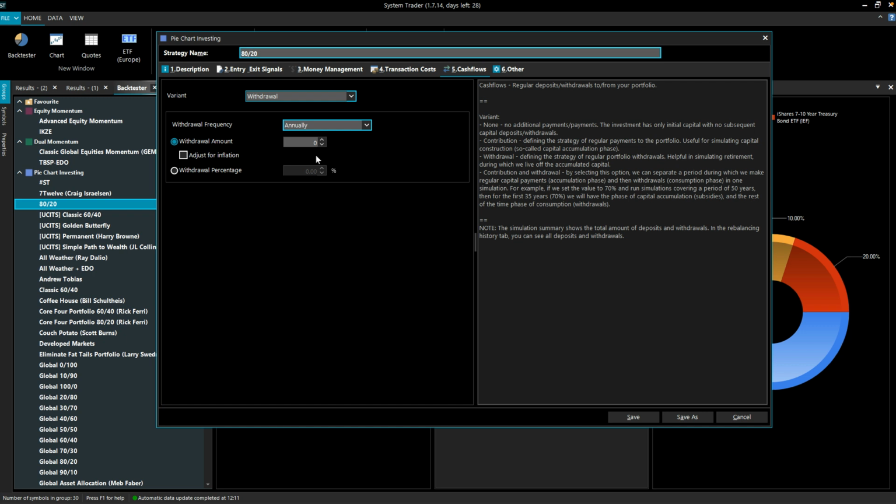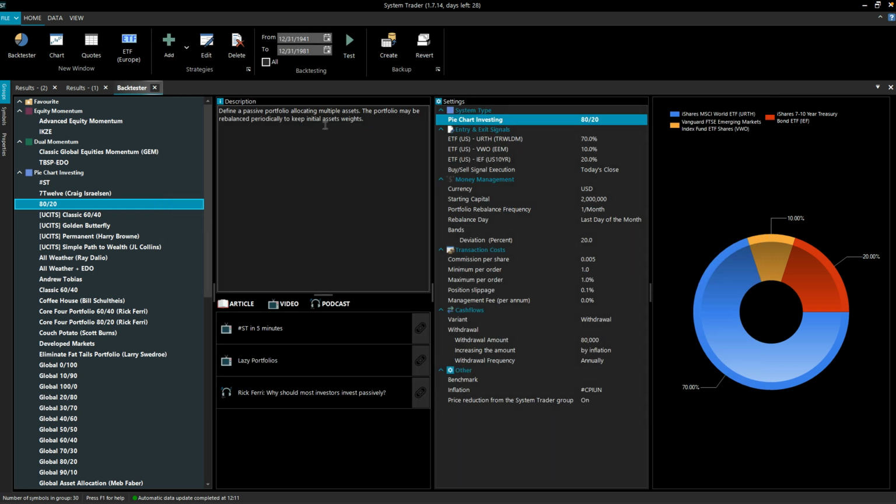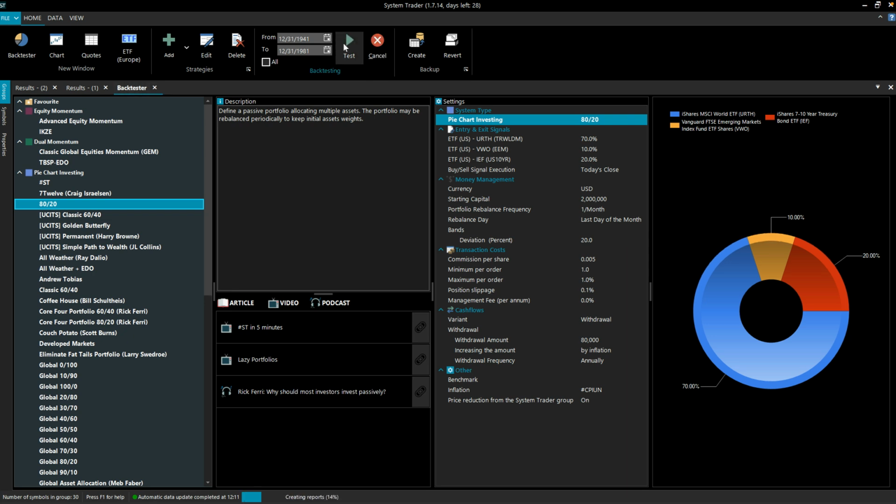If we have 2 million, that means that we can withdraw $80,000, because this is 4% of 2 million. And also, we want to adjust that amount for inflation so that 80,000 will be not only in the first year, but also in the subsequent years during our retirement, so that the purchasing power of our retirement is always on the same level. Okay, so let's save it. And now let's start from 1941 till 1981, which we know is a very difficult period.